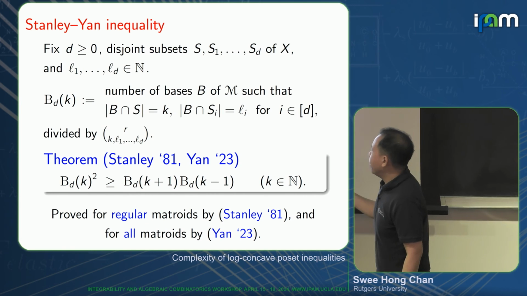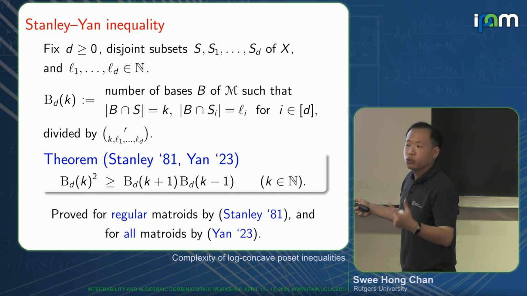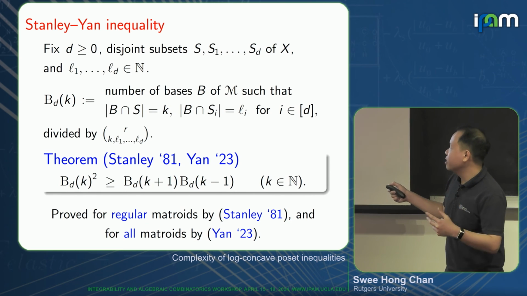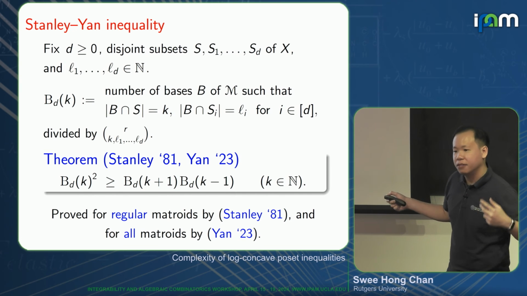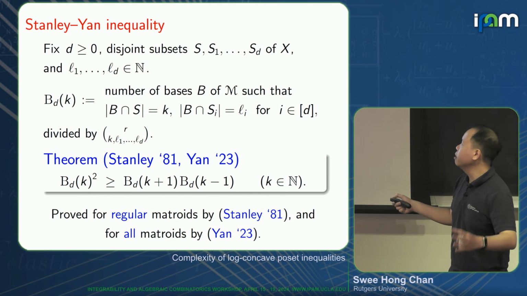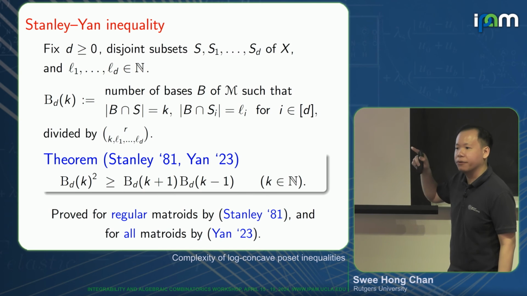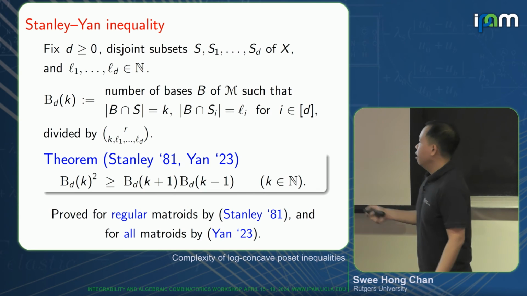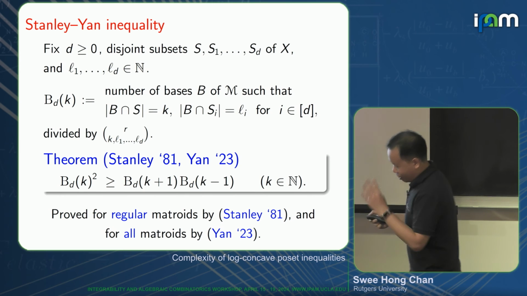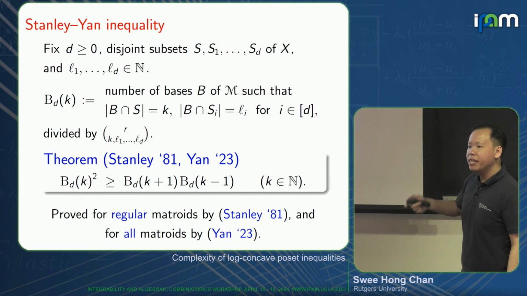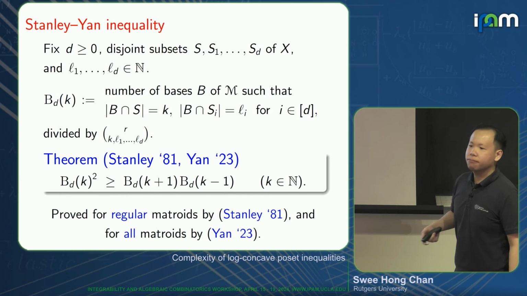You count the number of bases, or you can think of the number of spanning trees of the graph, such that the number of edges that come from sets S1, S2 up to Sd is fixed, just like with Stanley's inequality, and only the one that comes from the special set S is allowed to vary. Okay? And it's now proved that this sequence, B_d1, B_d2 up to B_dn, is a log-concave sequence.